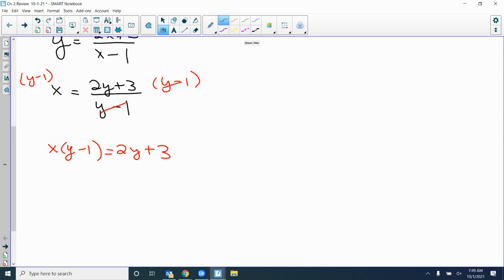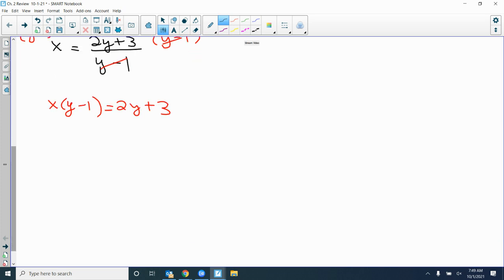Now, at this point, we've had some cases where you didn't have to distribute. You've got to distribute that x there because we got two terms with a y in it. You got to get them on the same side. And so we got xy minus x equals 2y plus 3. Now, here's where it depends on which answer you get, which side you move everything to, where you move the y's to. So if I subtract 2y, and then I add x, I should have that, xy minus 2y, and then x plus 3.